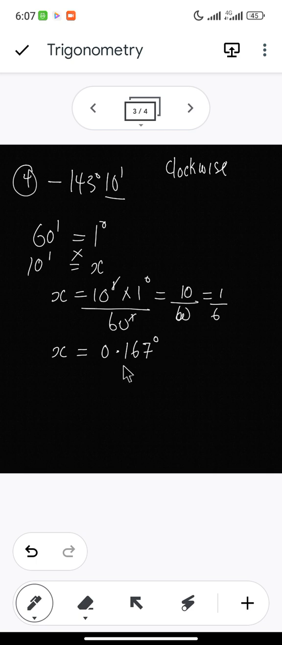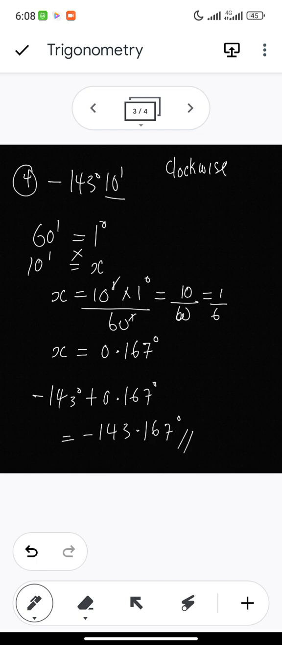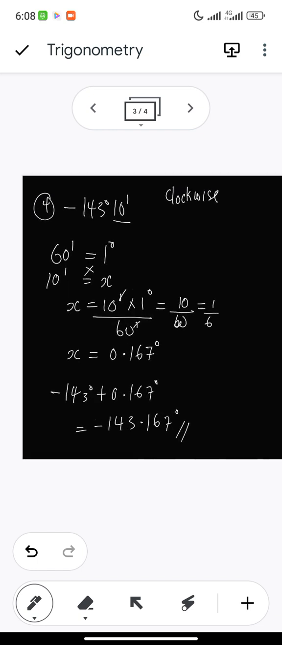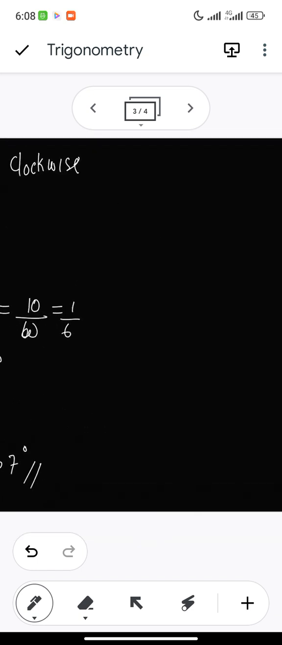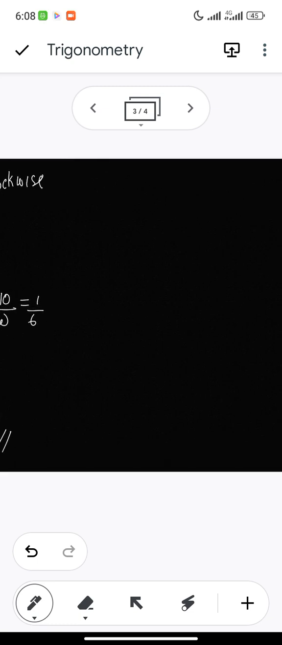So when you get to this point, there's no need to approximate to the nearest degree. Just add it to whatever you have here. So you're going to have minus 143 degrees plus 0.167 degrees. So this is going to give you negative 143.167 degrees. So this is basically just what you need to know about conversion. Now we go over to angles in terms of radian, where we talk about the conversion rate and other things.